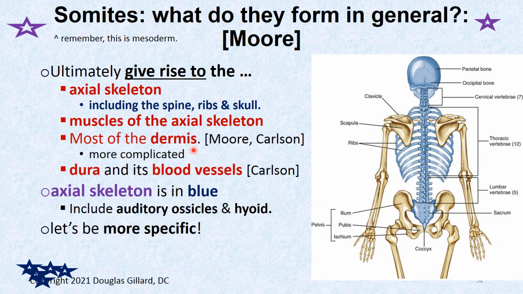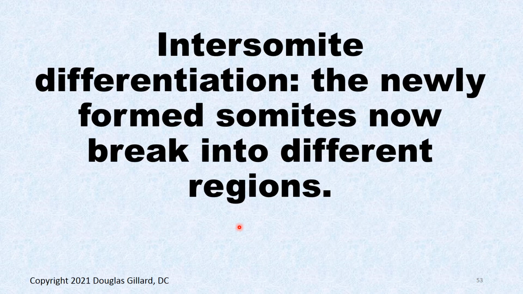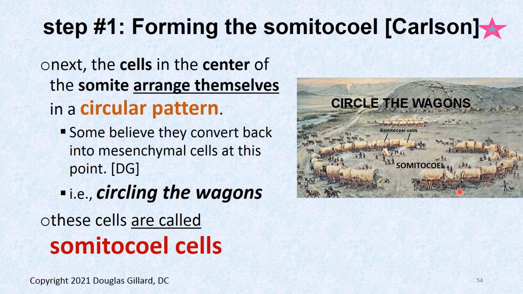The dura mater, blood vessels. The axial skeleton there is in blue. That includes the auditory ossicles. Right? So let's get into this a little bit more, because the somite that we just made is now going to differentiate into 3 layers. So let's keep talking about the somites.